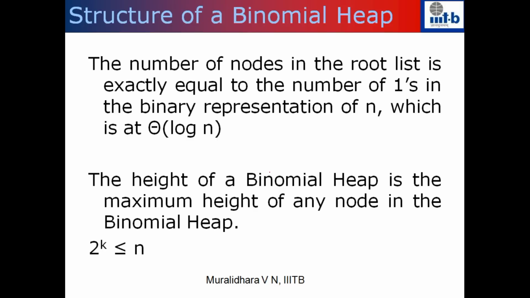Now if you look at B_k, which is a binomial tree which is part of this heap, the number of elements in B_k is 2 to the power k. Since we are talking about a binomial heap with n nodes, 2 to the power k should be smaller than or equal to n for any binomial tree which is part of this heap, right? Because if you take any binomial tree which is part of this collection, the total number of nodes there should be smaller than or equal to n. So if I take a binomial tree with 2 to the power k nodes, then we know that the height of this tree is exactly equal to k. So if you take any tree in this collection, the height of this tree is going to be at most log n.